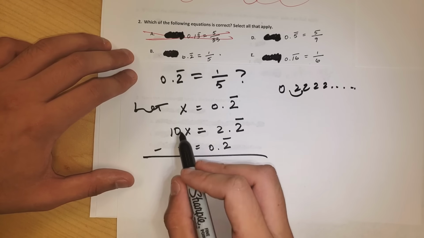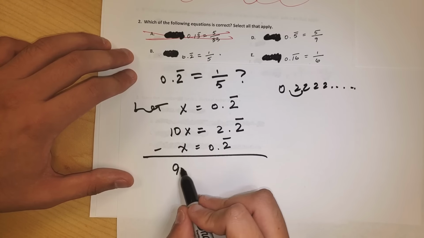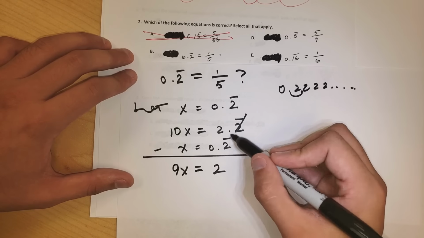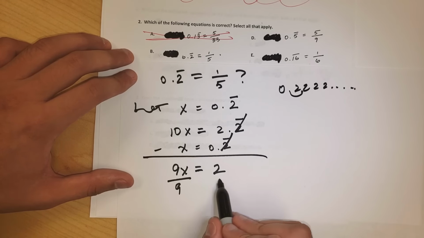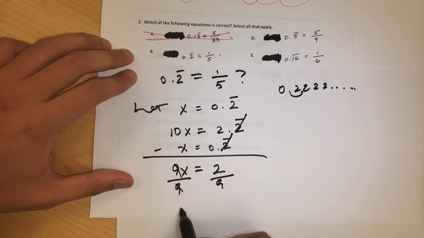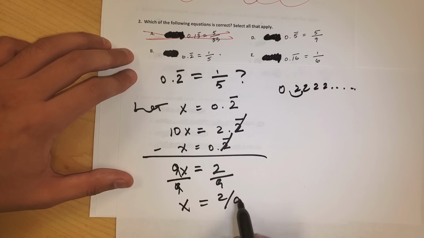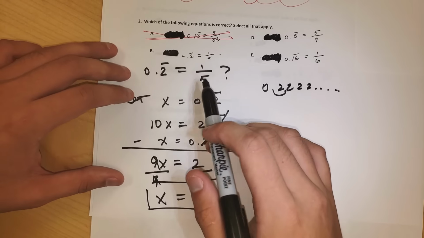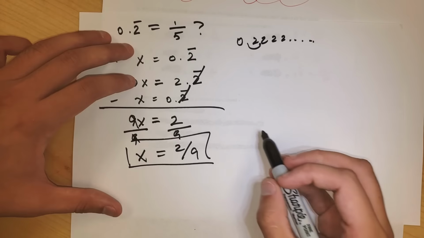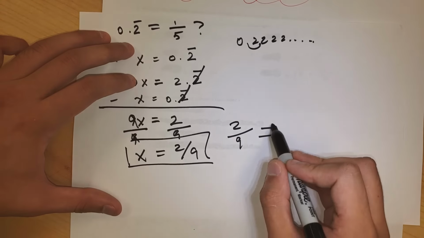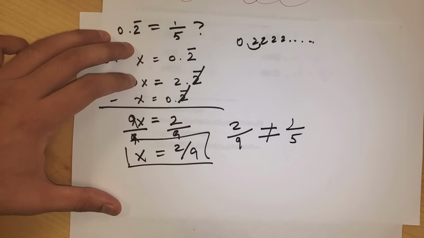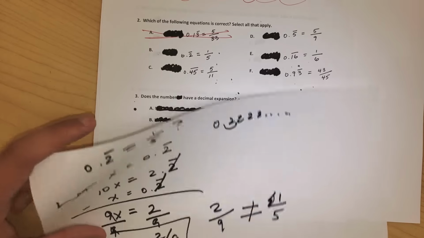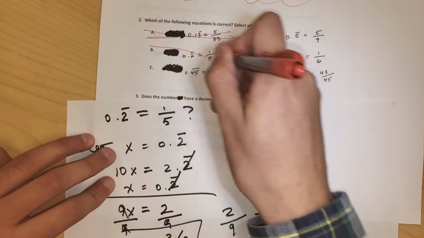Subtract those from each other. 10x minus 1x is 9x equals 2 because the 2 repeatings cancel. And then we divide both sides by 9, and we get x equals 2 over 9 as your final answer. But they said it was 1/5, and we got 2 over 9. 2 over 9 is not equal to 1/5, so we do not select that one. We can cross this one off too.